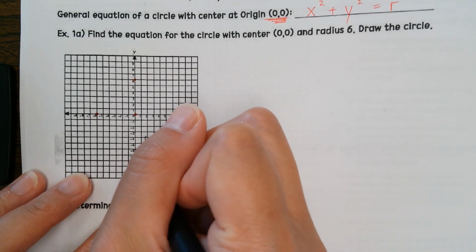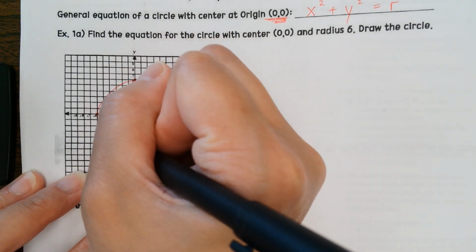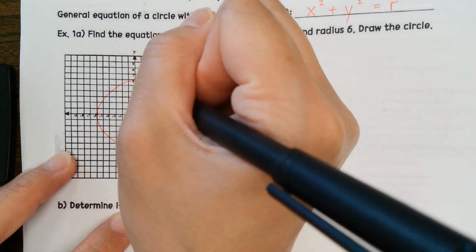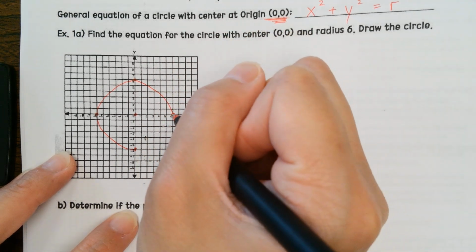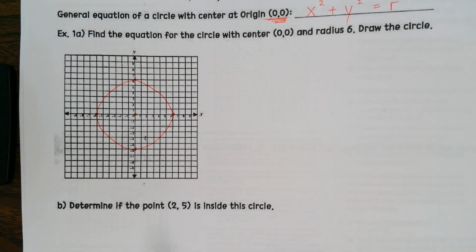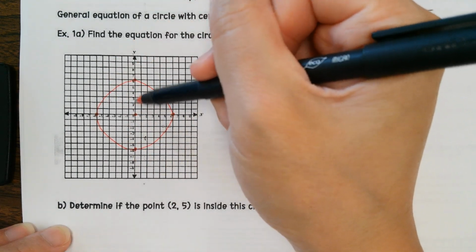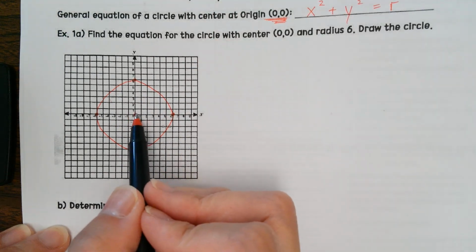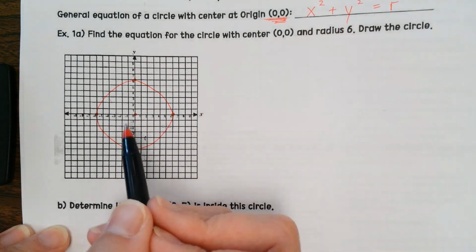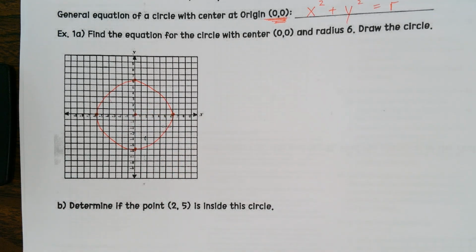Remember, your circle means that the radius is the same length from your center. Use your imagination. It's supposed to be a nice even circle. Okay, so that means this length right here is 6, this here is 6, this here is 6, this here is 6, this diagonal line right here is also 6.